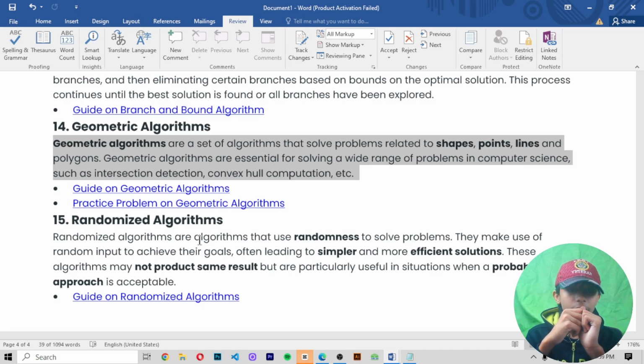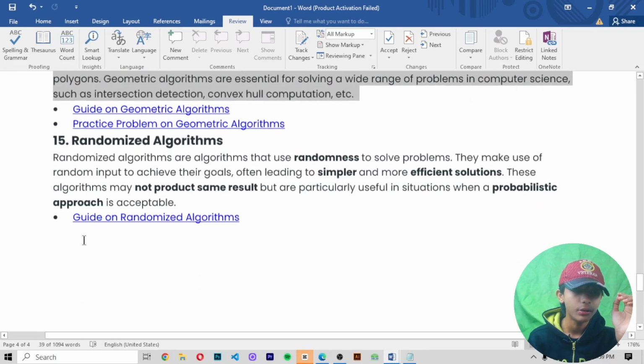Geometric algorithms are essential for solving a wide range of problems in computer science, such as intersection detection, convex hull computation, and so on. And we also make a detailed video on the geometric algorithms, and we also practice problems on geometric algorithms.